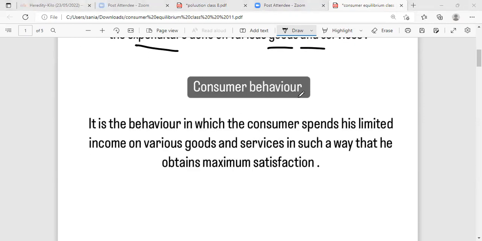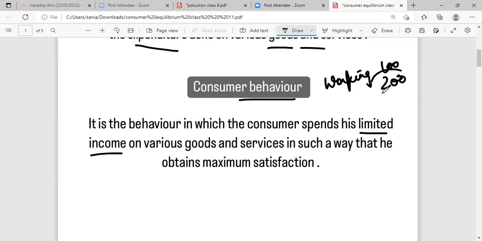Next is consumer behavior. Now, what is the behavior of a consumer? It is the behavior in which the consumer spends his limited income on various goods and services in such a way that he obtains maximum satisfaction. So this is a behavior, right? Just remember that you have very limited income. You don't have unlimited money, right? For example, if you're working somewhere, you will be getting a limited income, for example, 100 rupees, 200 rupees. The income is limited, it is not unlimited.